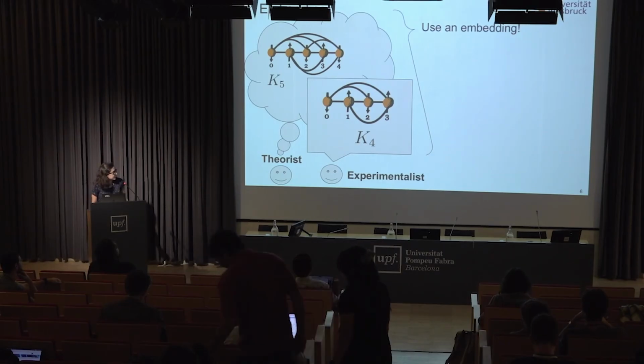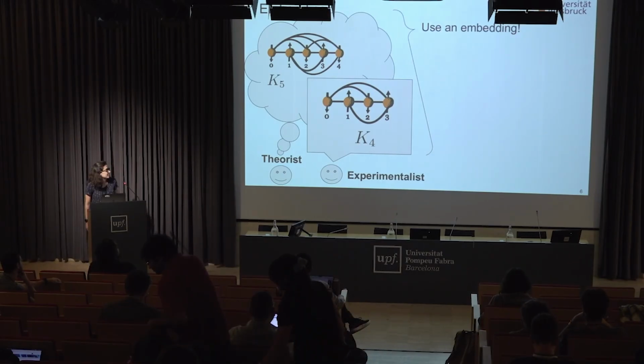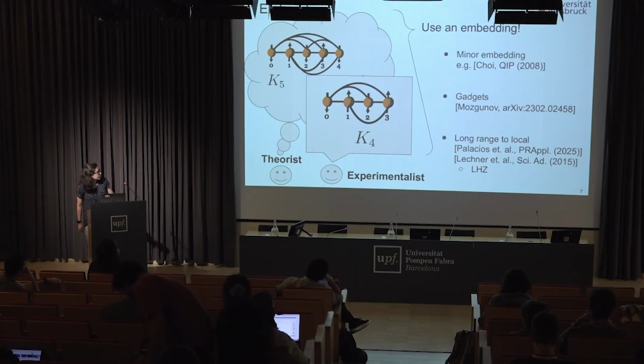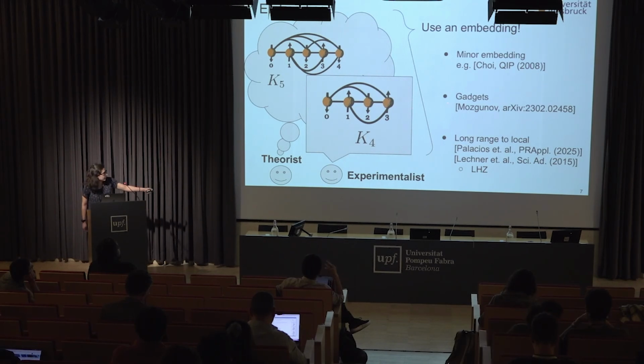One way to get around this problem is to use an embedding. And there are a few options that you might be able to use. For example, if you're using something like the D-Wave machines, you might use minor embedding. Another option would be to use some kind of gadget in order to embed your optimization problem. But what I'm going to talk about today is something which I would describe as long-range to local embedding, and specifically one called the LHZ embedding, which was first introduced in this paper here.